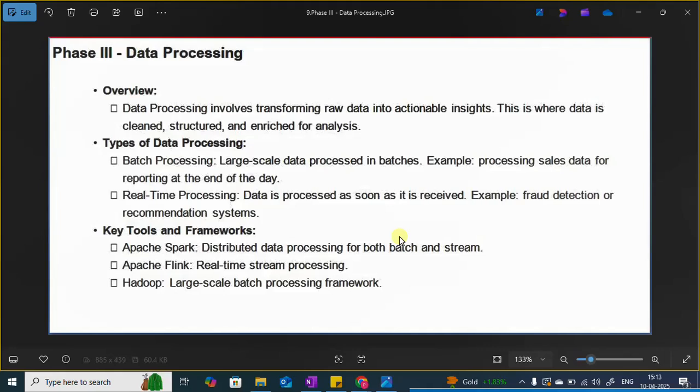Okay. Now, key tools and frameworks. As I told you, Apache Spark we are using for distributed data processing for both batch and streaming data. Apache Flink we are using for only real-time streaming data. Hadoop we are using as a large-scale batch processing framework. Getting my point?